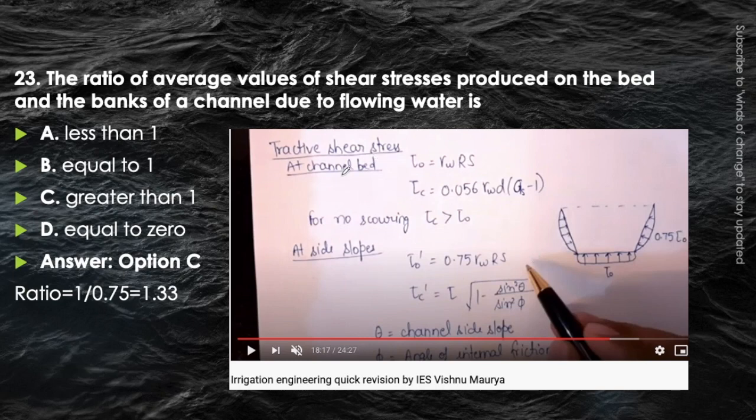In that you can find out that at the channel bed, the tau naught is given by gamma W RS. That is the shear stress. And at the side slope, it is being given by 0.75 times gamma W RS. Now it is being given in the question that ratio of average value of the shear stress produced on the bed versus bank of the channel, that is at the side slopes. So at the bed it is gamma WRS, and at the banks of the channel it is 0.75 gamma WRS. So ratio of it will be 1 upon 0.75, that is 1.33. Okay, so the answer here will be more than 1, that is greater than 1. Option C will be the correct answer.